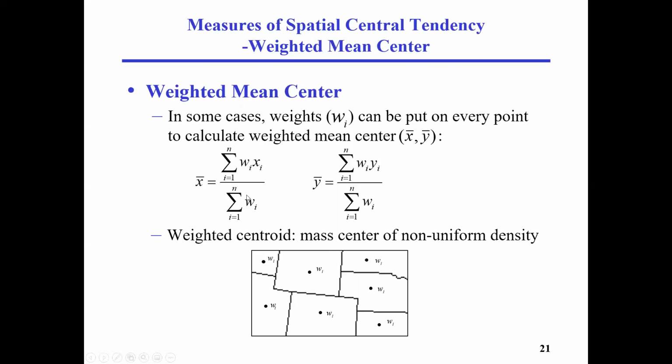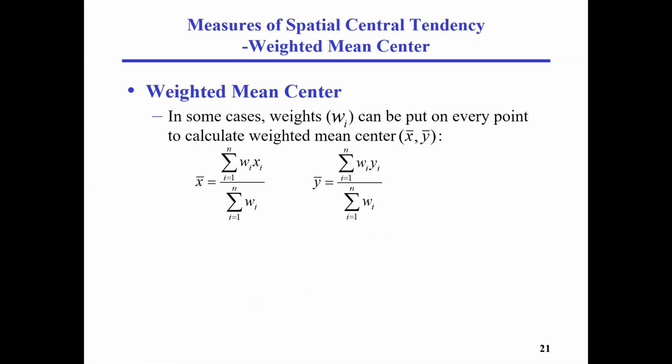For the denominator, what's that? It's the total population of the US, right? Then after this calculation, you find the x value for the mean center of population in the United States. And you do this again to calculate y bar. And then you will find what? The mean center of population for United States.